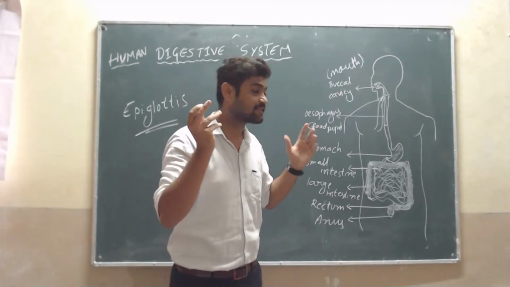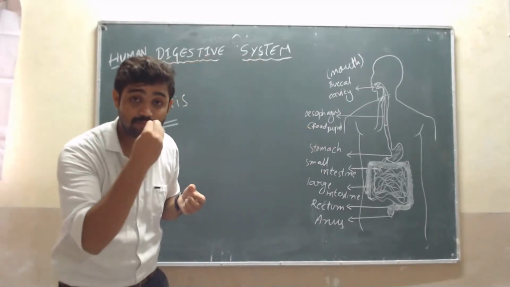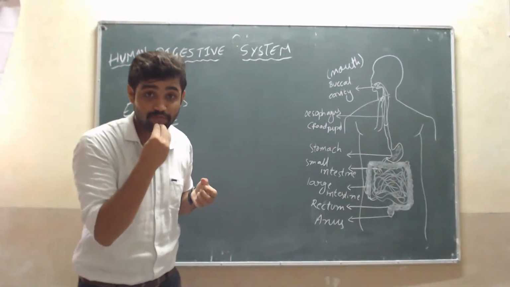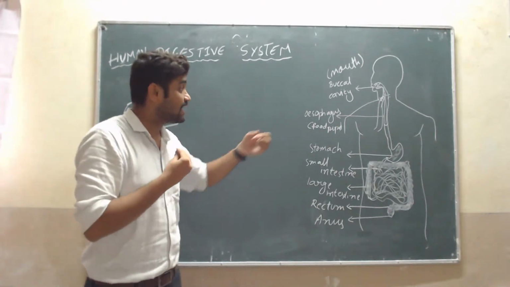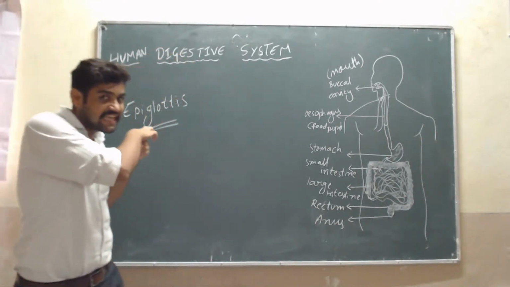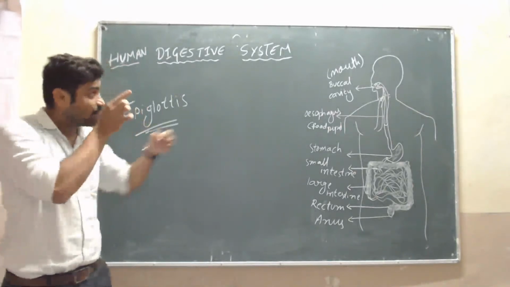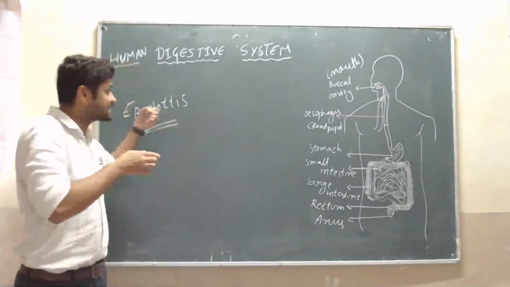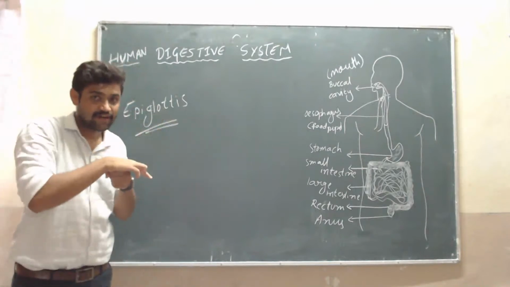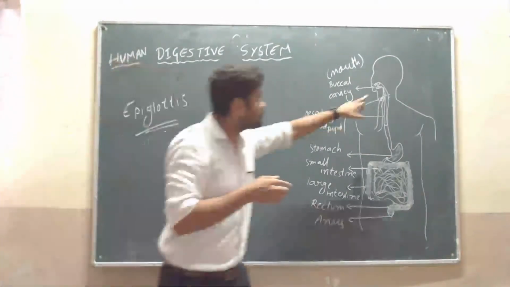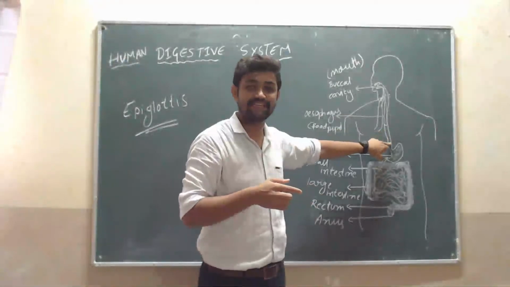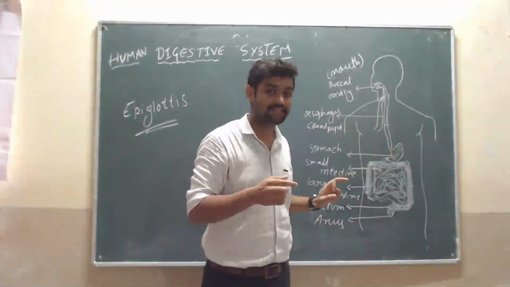Sir, see here, as we consume the food, or while consuming food, the windpipe is closed with this epiglottis. Understood? The windpipe is closed with this epiglottis, so that the food travels into the food pipe easily. From there it comes straight to the stomach.